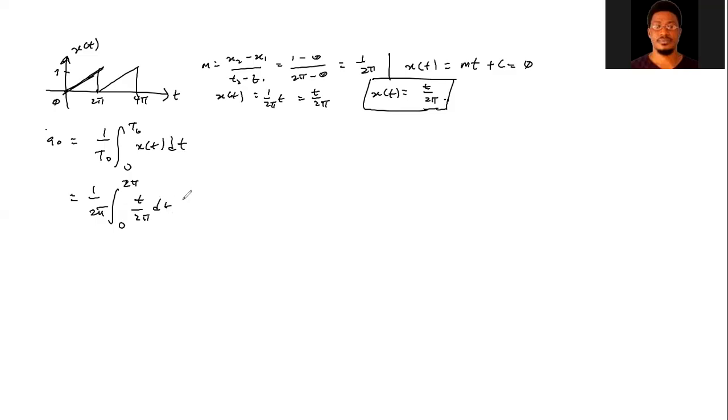Okay. So this now will give us, 2 pi comes out, 1 over 2 pi times 1 over 2 pi. That's 1 over 4 pi squared, integral 0 to 2 pi of t dt. So this will give us 1 over 4 pi squared times t squared over 2, from 0 to 2 pi. That's the integral. So t squared, that's t to the n plus 1 over n plus 1.